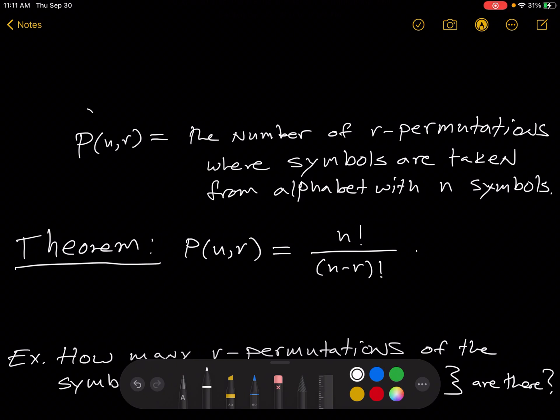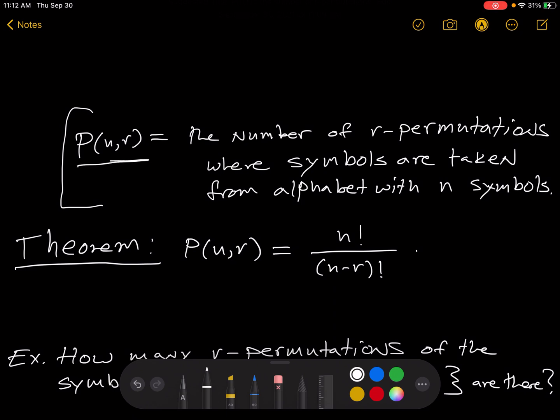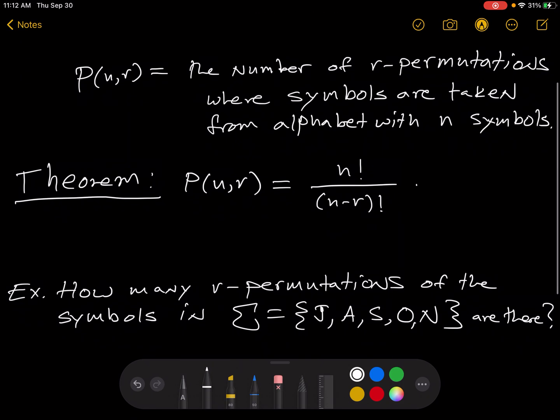At the top here, we have some notation. We use this symbol P(n,r) to mean the number of r-permutations where symbols are taken from an alphabet with n symbols. And a theorem here that tells us a way to compute this. P(n,r) is equal to n factorial over (n minus r) factorial.